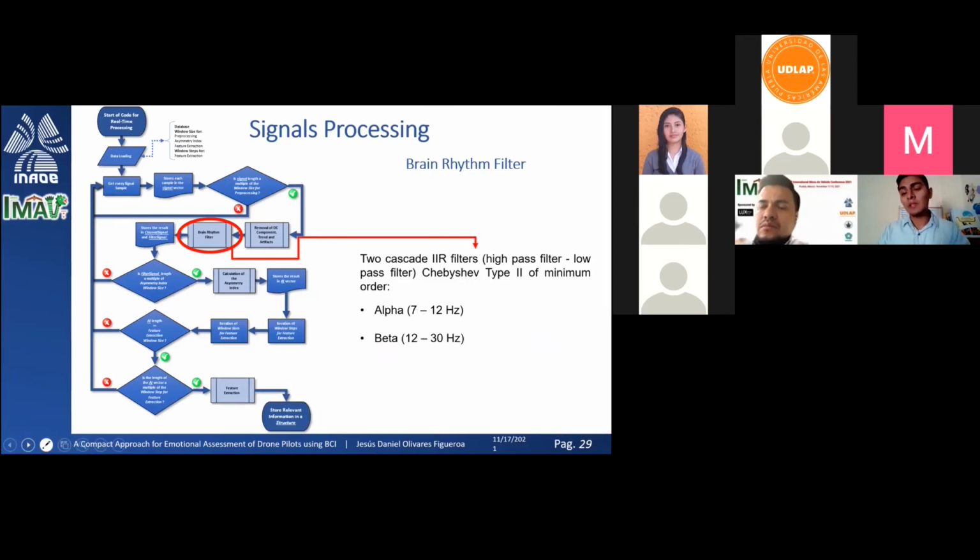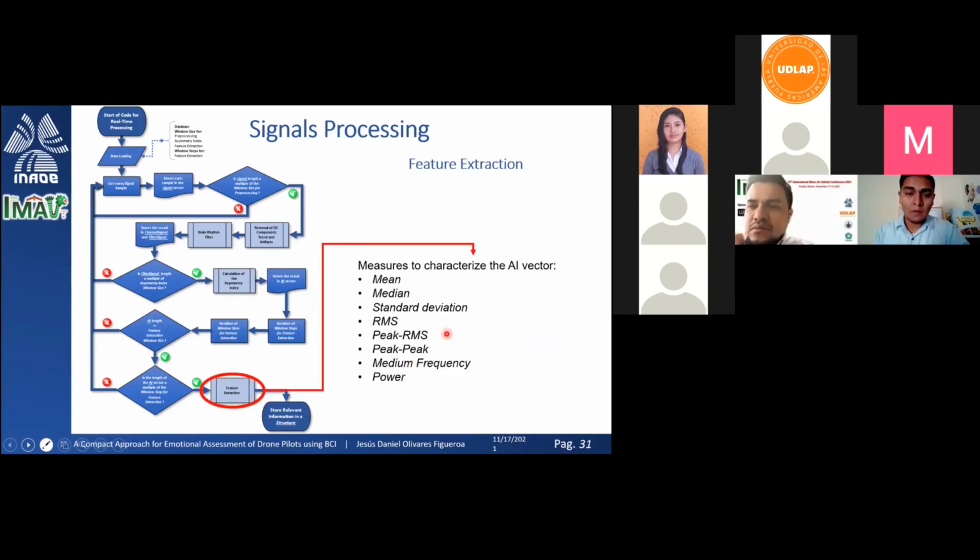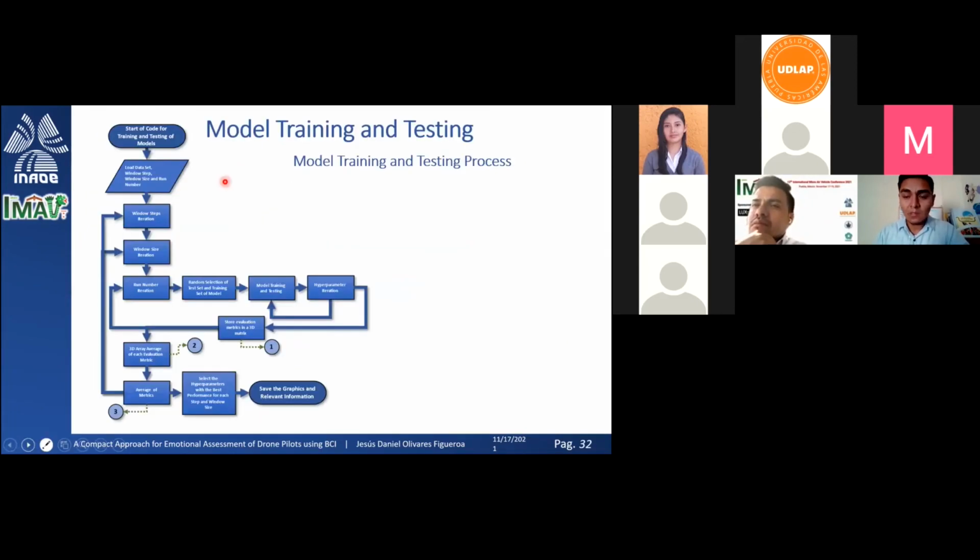So signals are then filtered to obtain the alpha and the beta rhythm. And then we calculate the frontal, temporal, and total asymmetry index for the alpha and the beta rhythms. And these equations are stored as a vector. For the 3 vectors, we measure 8 statistics to obtain 28 features in total for each brain rhythm. These features were used by the following algorithm to train the KNN and the support vector machine classifiers.